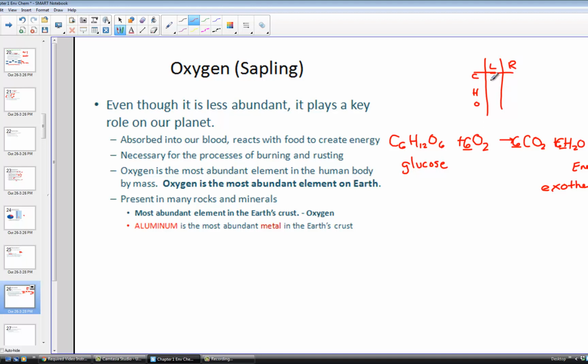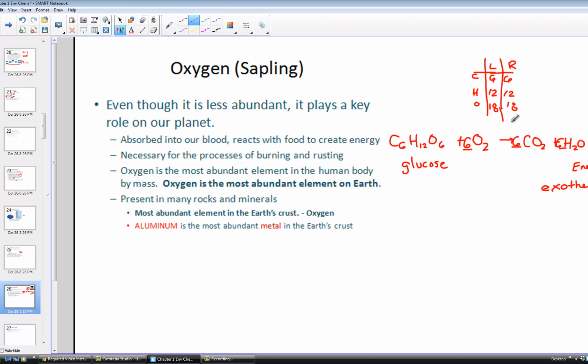So when we count to balance the equation, on the left side, we have 6 carbons. And when I placed that coefficient of a 6, I did so to balance the carbons. There were 12 hydrogens on the left. So when I balanced by placing a 6 in front of the water, I did so to balance the hydrogens. And when I put a 6 in front of the oxygen, 6 times 2 is 12, plus 6 more from the glucose, giving me 18.